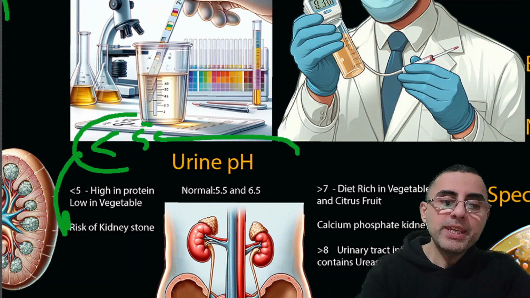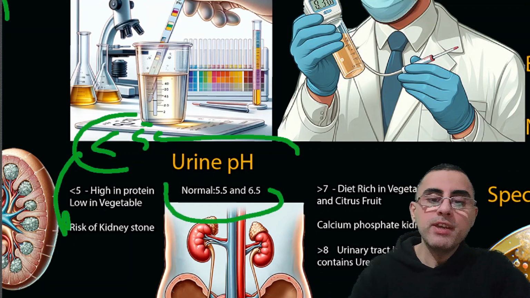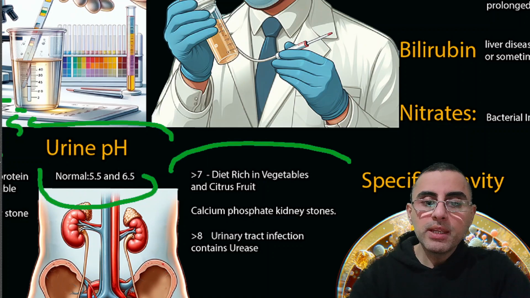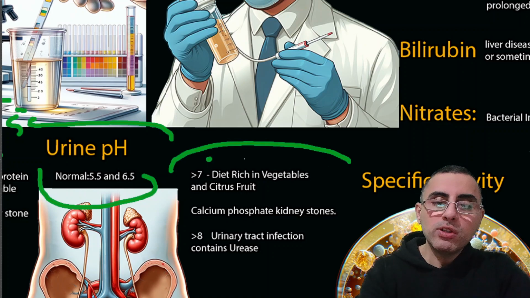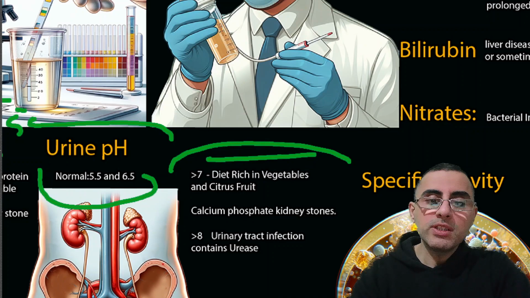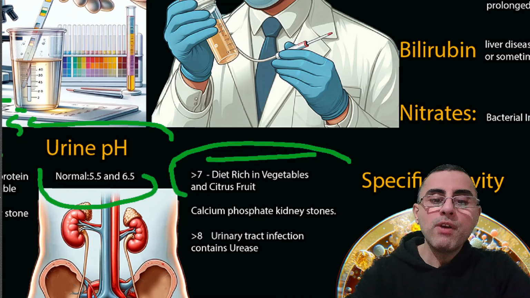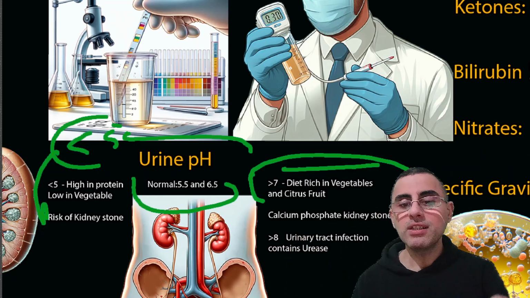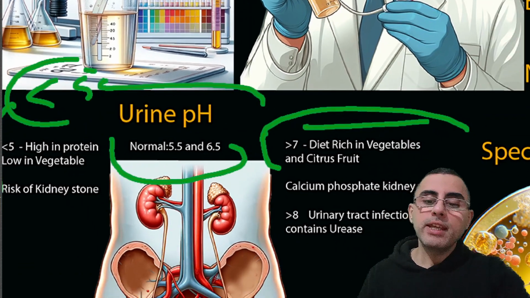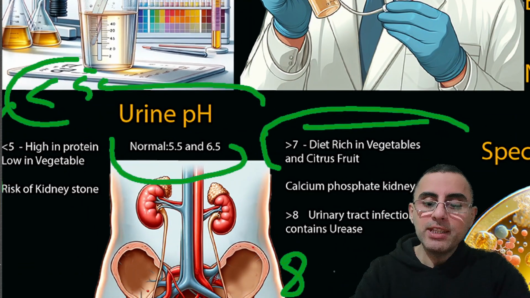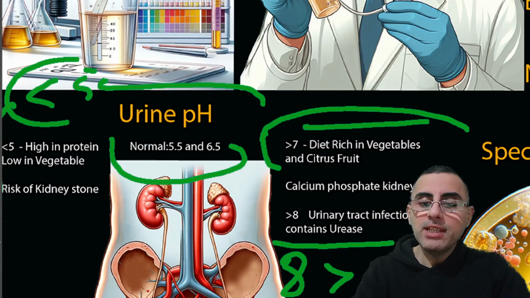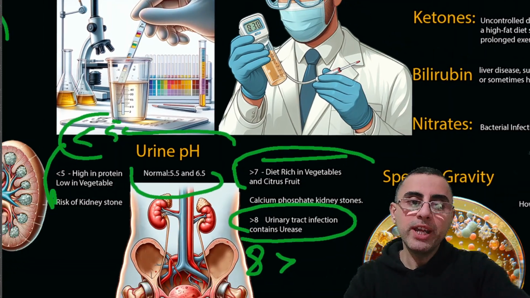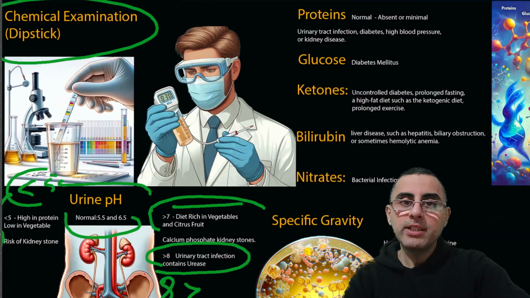stones. Normal pH is between 5.5 to 6.5, and if it's alkaline or more than 7, it means that the person eats lots of vegetables and citrus fruits, and it increases risk of kidney stones also. So acidic urine and alkaline urine both increase risk of kidney stones. And if a person's urine pH is more than 8, it means very alkaline. It indicates urinary tract infections because some bacteria contain urease, and this urease enzyme makes urine more alkaline.